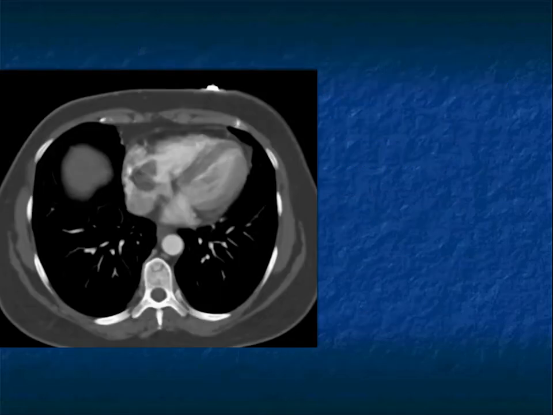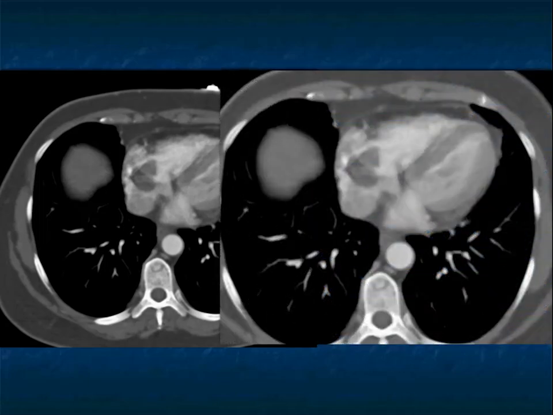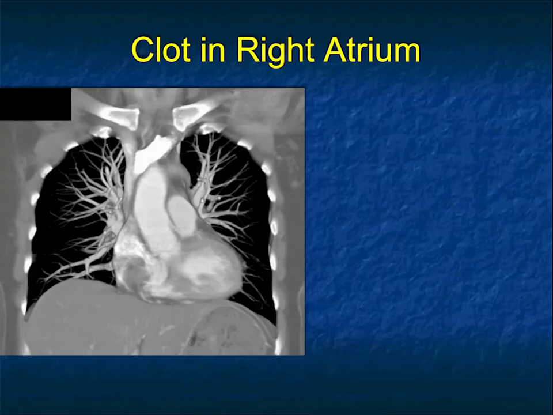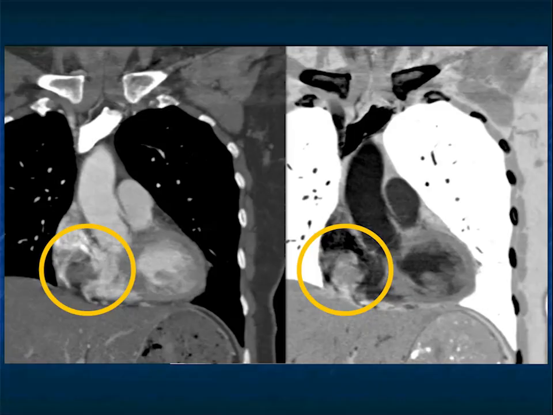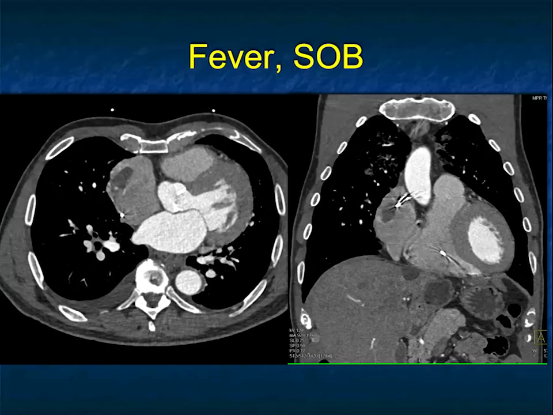Now here's another case. Here we see a filling defect in the patient's right atrium. So you wonder, what is this? Could it be a myxoma? Yes. Could it be a thrombus? Yes. Here it is again on the coronal view. This patient had a prior catheter in place, and this was a thrombus. You can see why it can be difficult to distinguish this from a myxoma. And here it is very nicely with the intraluminal display with black blood on the right.